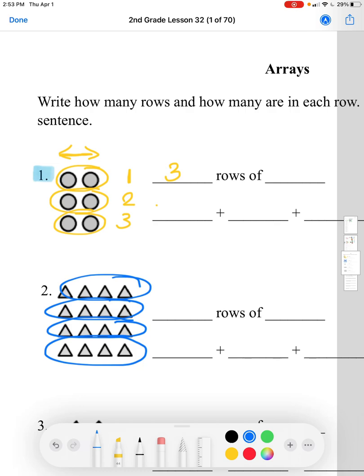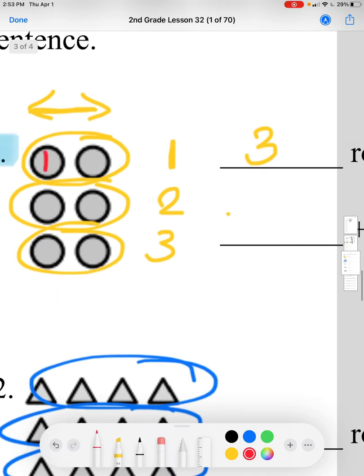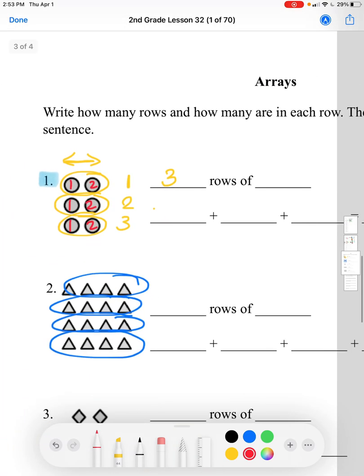And it says rows of something, so we want to know how many are in each row. Let's count. We have 1, 2 in row 1, 1, 2 in row 2, 1, 2 in row 3. So we have 2 in each row. Now let's erase this.